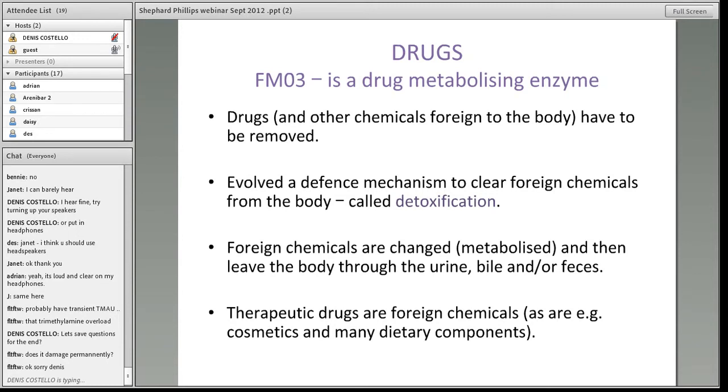And therapeutic drugs are foreign chemicals, but they've only been around for a short time, a lot shorter than humans have been on the planet Earth. And we're just very fortunate that we have evolved enzymes that can clear chemicals from our body and from food like trimethylamine, because they allow us to benefit from therapeutic drug therapy. If we didn't have enzymes like FMO3, we wouldn't be able to make such a wonderful use of therapeutic drugs.